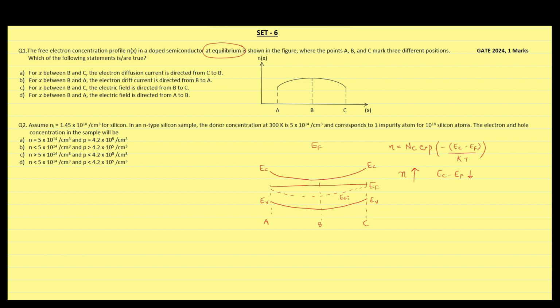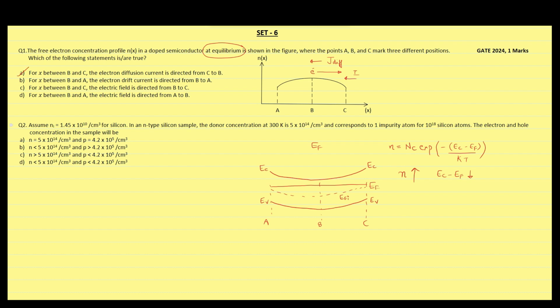Now, for the first option, for X between B and C, the electron diffusion current is directed from C to B. You can see that in the region from B to C, electrons will flow from B to C, but the direction for current is opposite to the direction of flow of electrons. Therefore, the direction for diffusion current density will be in this direction. So, the first option is correct.